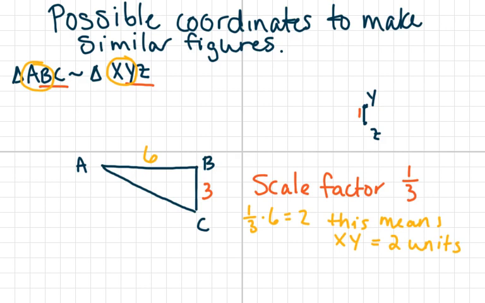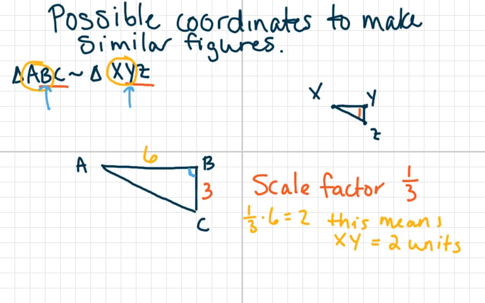And I also know that angle B and angle Y have to be congruent. Since B is a right angle, that means that Y has to be a right angle. So that means I have to go 2 units from Y to get my coordinates. So I could go 2 units to the left of Y, and I could call that my X. And if I connect them, I have a similar figure to ABC.